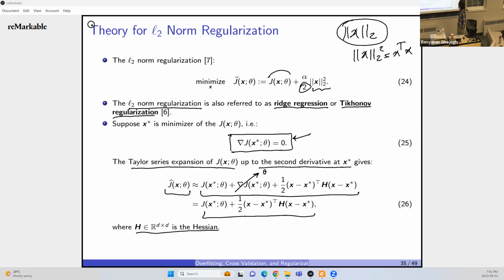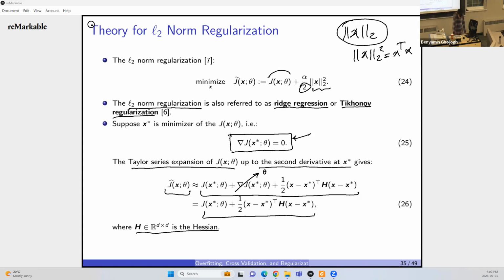And so now assume that the minimizer of the actual cost J is X star. Then according to the first order optimality condition, what we know from high school, its derivative should vanish at that point. What do I mean by vanishing? I mean should be zero. So the gradient at X star is 0. So X star is the minimizer of J, not J tilde.